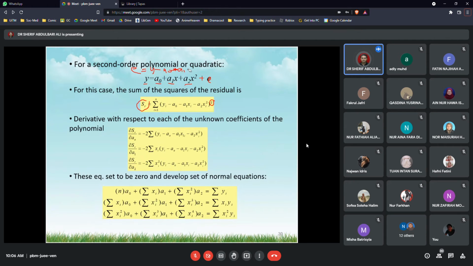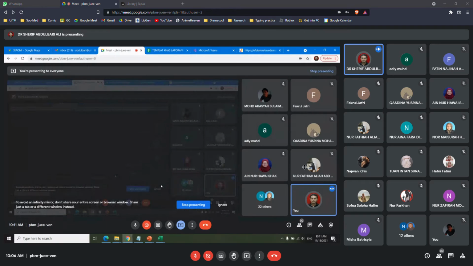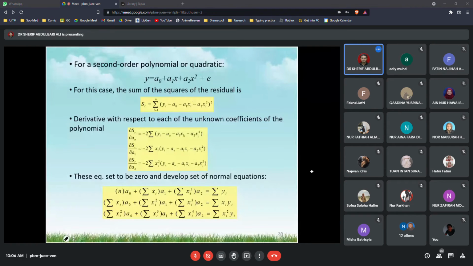Okay, let me repeat again. So the model that will help us to make the curve is considered a second order polynomial. This is the model, how we get it, plus the error.